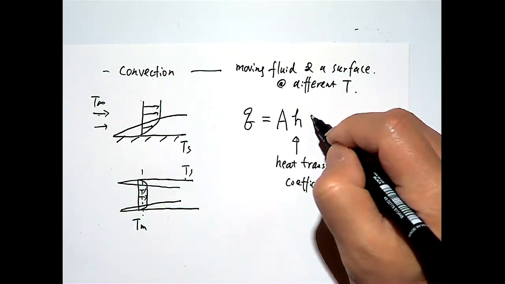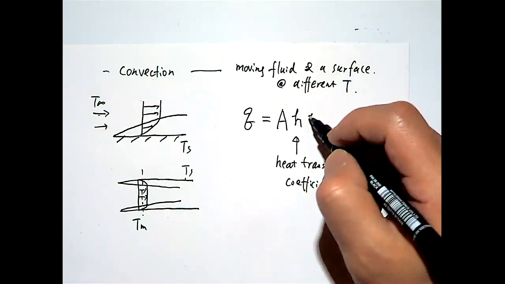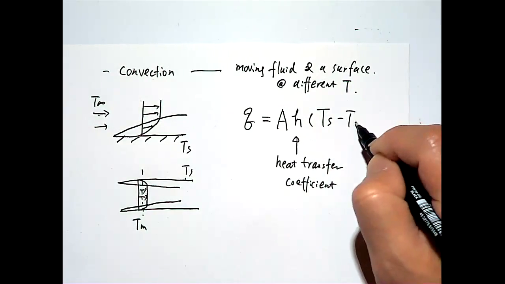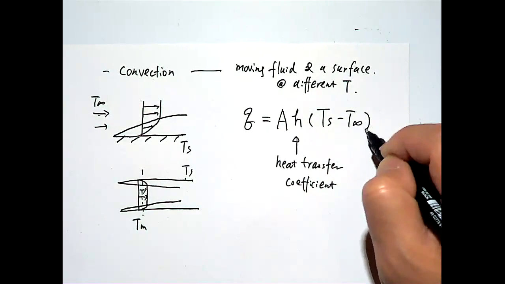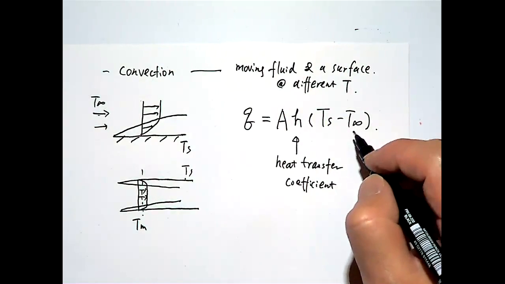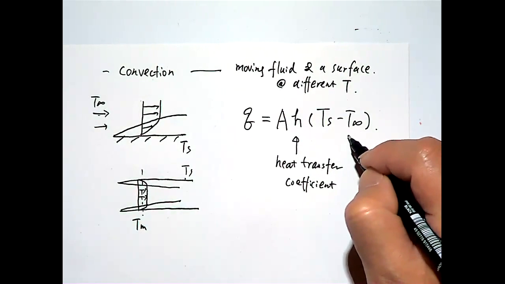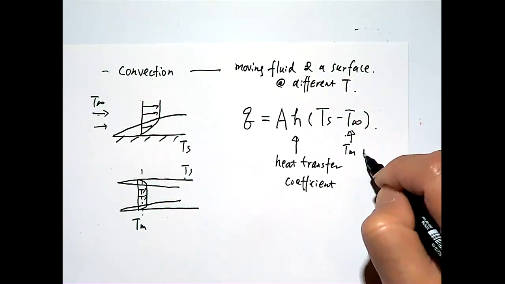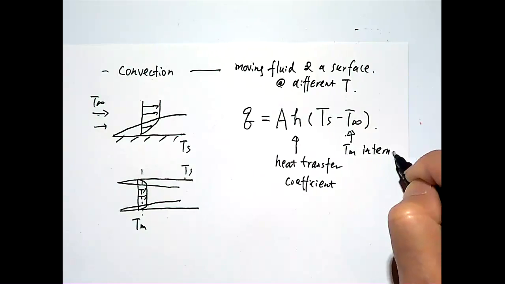And also, the convection is proportional to the temperature difference. So we consider Ts higher than T infinity for the external case. Or if I have the internal case, that value would be T mean.